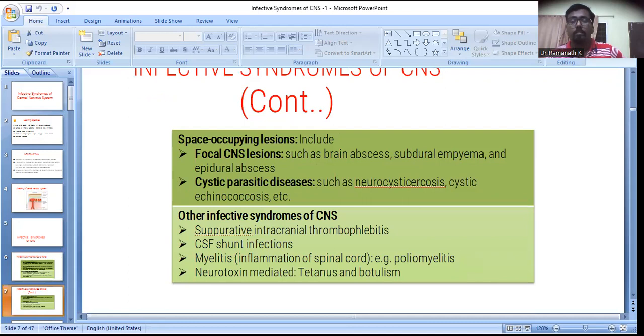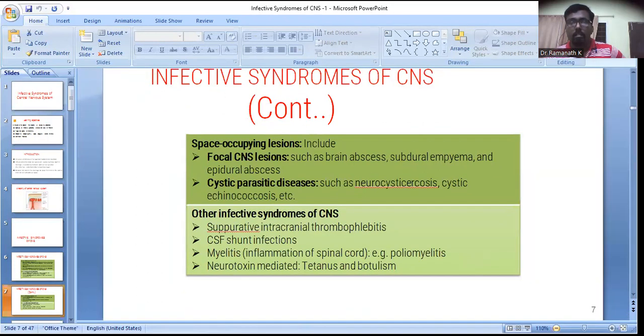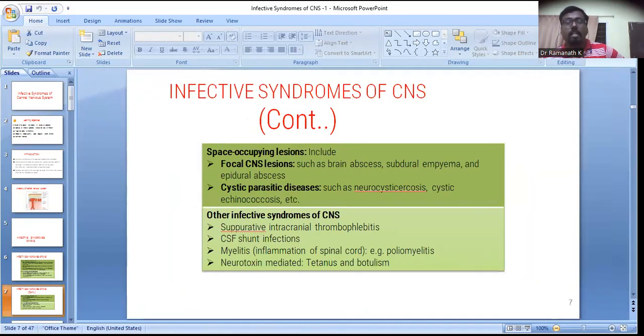Next one, coming to the space occupying lesions, where you can see focal central nervous system infections, lesions like brain abscess produced by various bacteria, subdural empyema, and epidural abscess. These are the focal central nervous system lesions. Space occupied cystic parasitic diseases like neurocysticercosis produced by Taenia solium, and cystic echinococcosis produced by Echinococcus granulosus come under the cystic parasitic diseases.